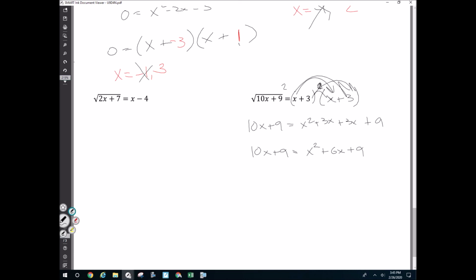Move everything onto one side. How do I factor this? It is tough. How do you factor x squared minus 4x?